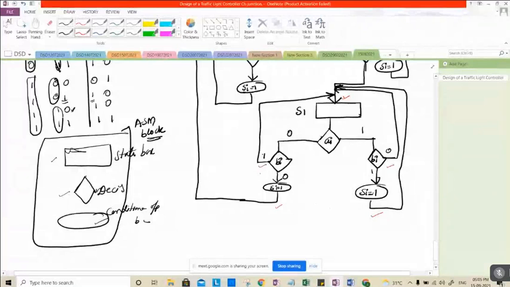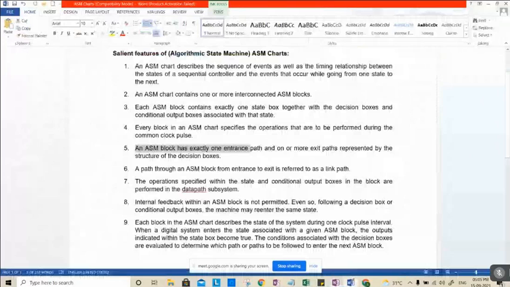Sir, don't say this is the exit. This is not the exit, this is the exit of the state box. If we are saying ASM block exits, these are the ASM block exits. Each ASM block, as he says, has exactly one entrance path and multiple exit paths.